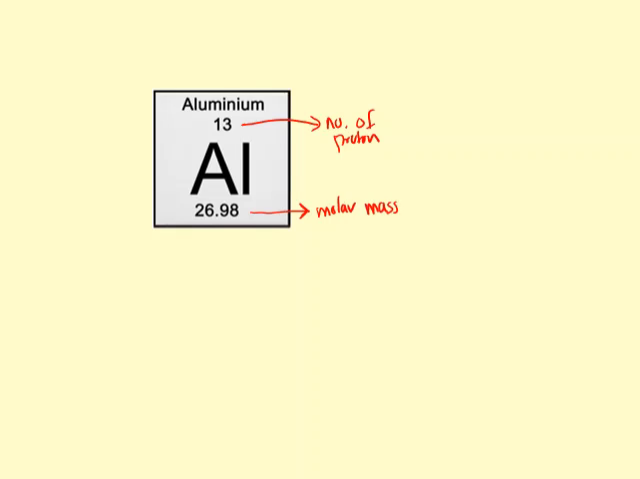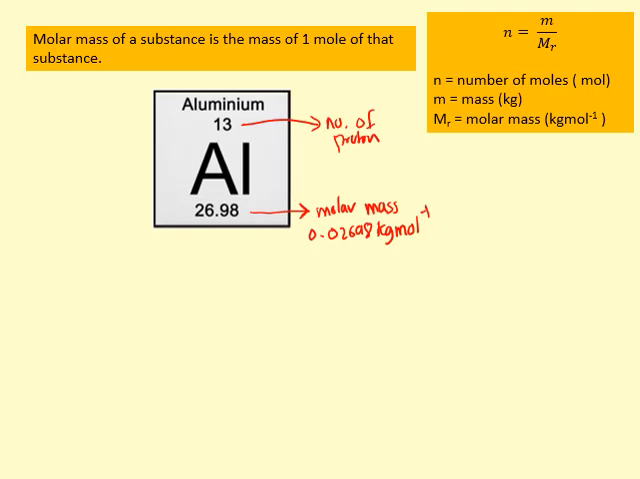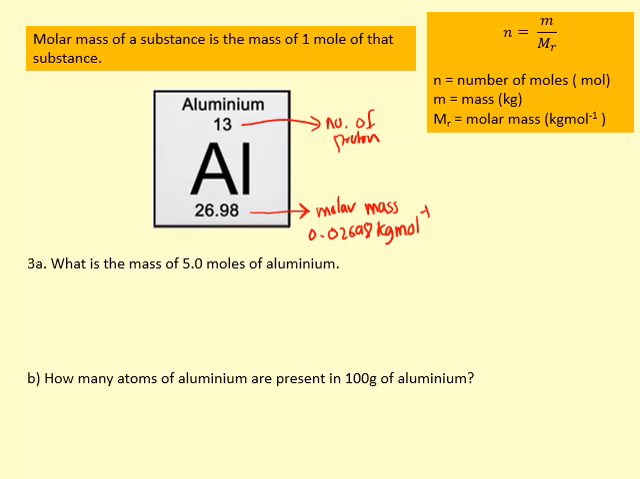Okay, but the problem is this molar mass is actually given in grams, so we'd convert that to kilograms for physics. So 0.02698 kilograms per mole. That's the molar mass. So molar mass is the mass of 1 mole of that substance. So here's a formula for it. Moles equals mass over molar mass.